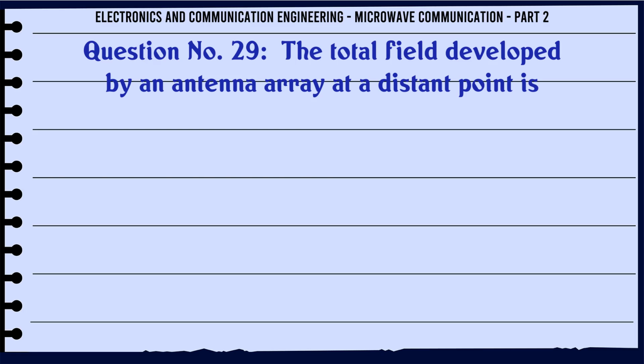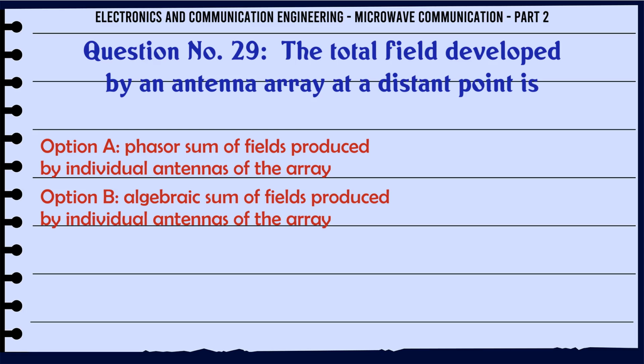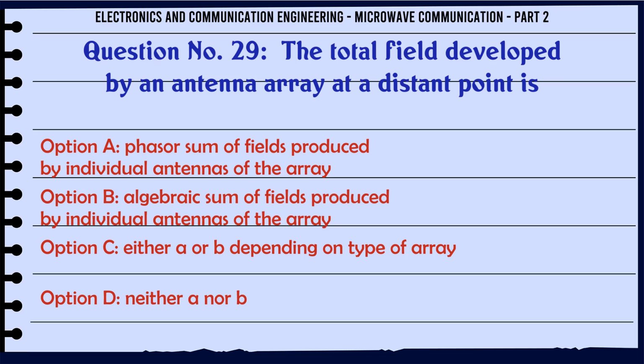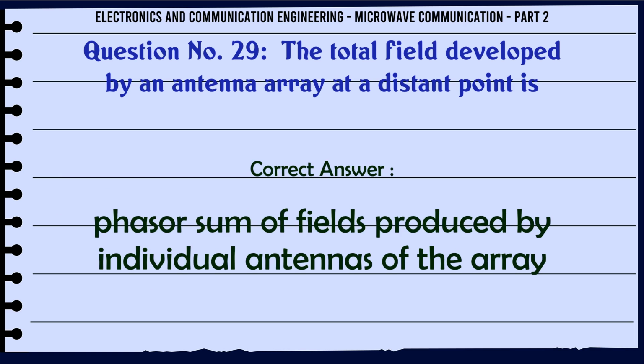The total field developed by an antenna array at a distant point is: A. phasor sum of fields produced by individual antennas of the array, B. algebraic sum of fields produced by individual antennas of the array, C. either A or B depending on type of array, D. neither A nor B. The correct answer is phasor sum of fields produced by individual antennas of the array.